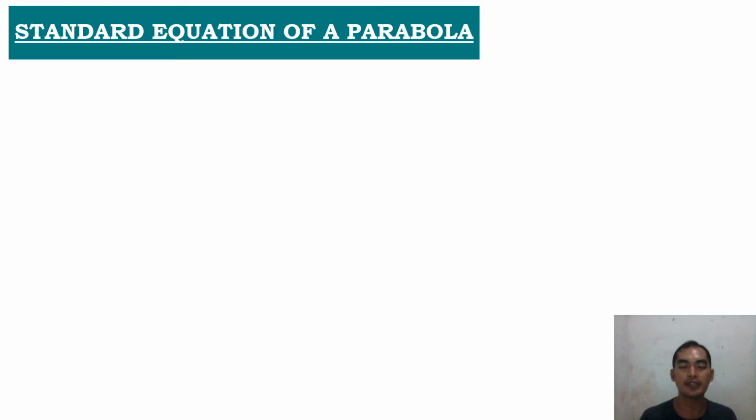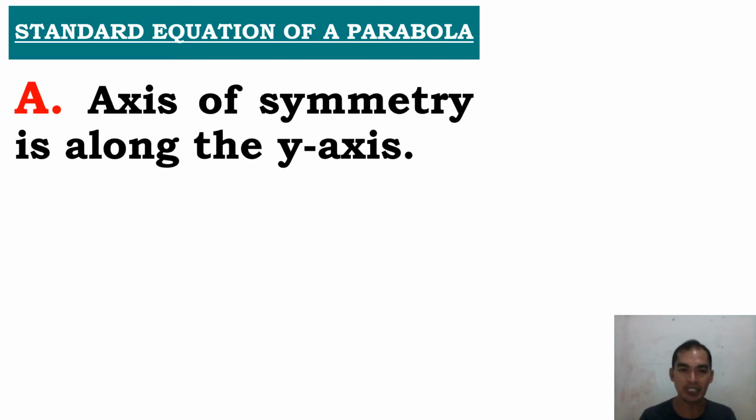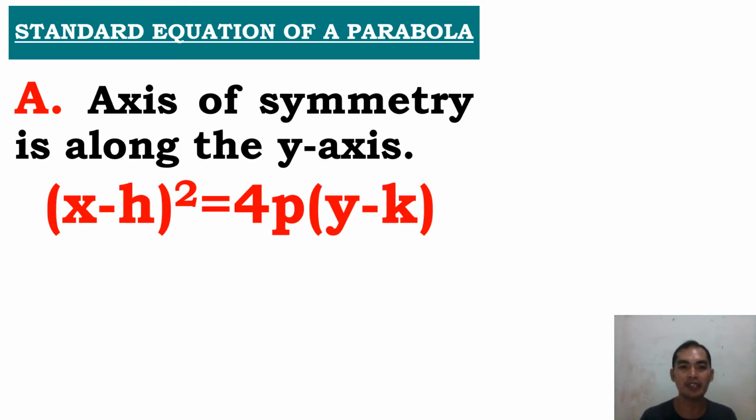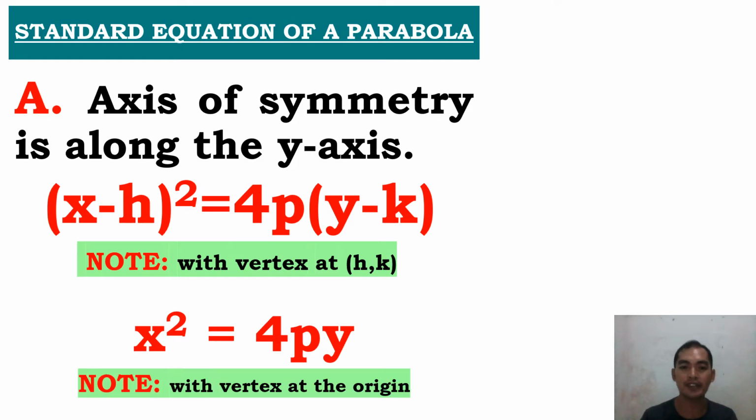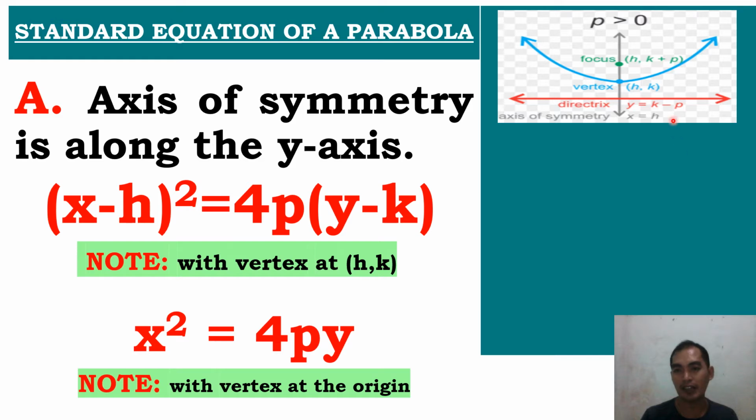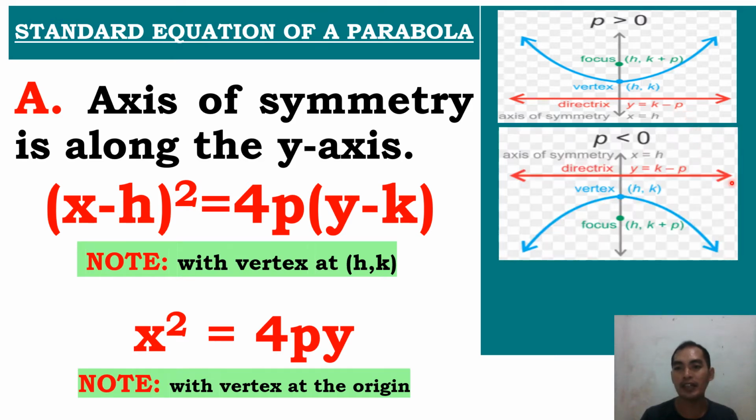Standard form. With axis of symmetry along the y-axis, we have (x minus h) squared equals 4p times (y minus k). The vertex is at (h, k). x squared equals 4py. The vertex is at the origin with the following graph. Opens upward and opens downward.